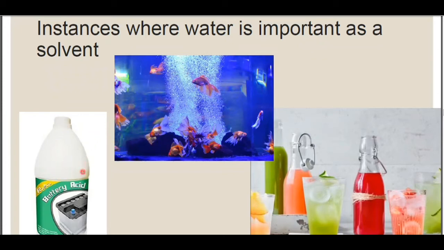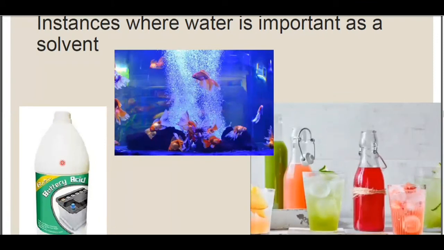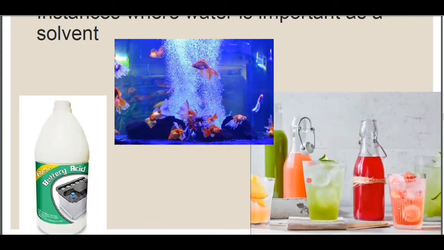Next, battery acid. You know battery acid is used in vehicles, so water is used to make battery acid, right? Then next, to make different kinds of juices you like to drink. Not only that, when you make tea, you put sugar, then you put tea leaves, and all those dissolve in water, so it is used to make different kinds of juices.